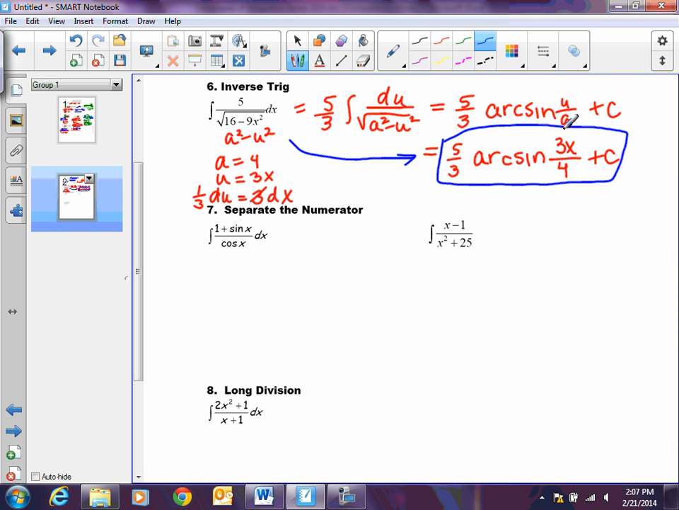They all have u over a. The arctan and the arcsecant have a 1 over a in front. Okay? And then which one has the absolute value? The secant one. Okay? Remember, you got inverse, trig, derivatives, and integrals.